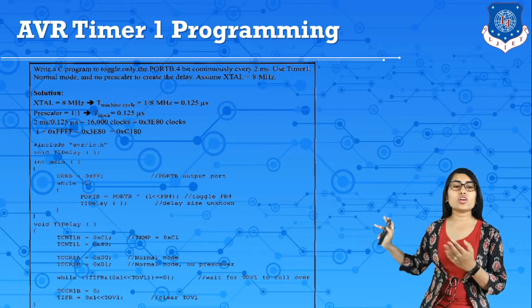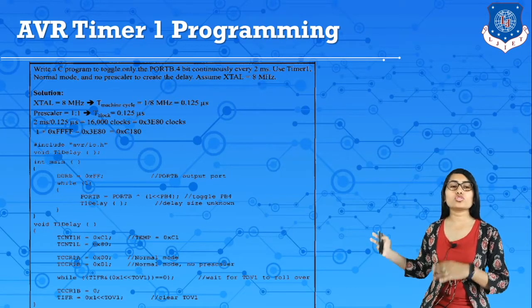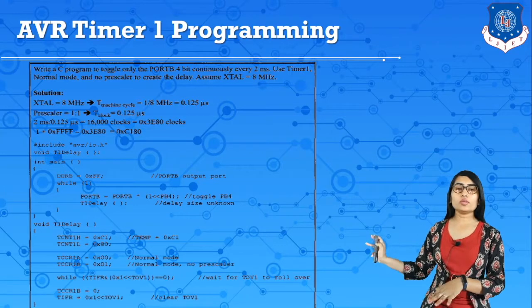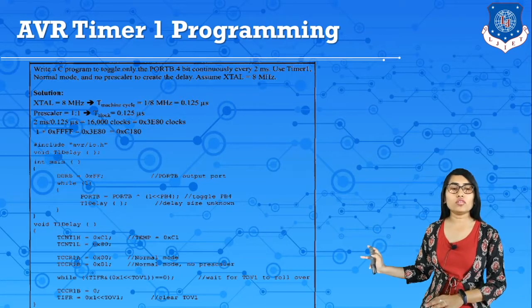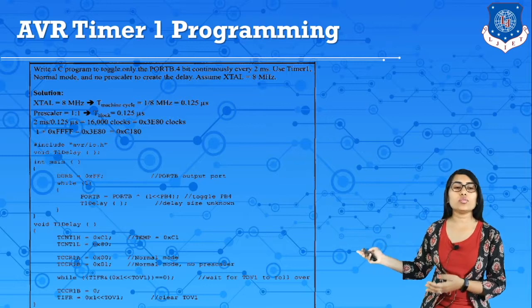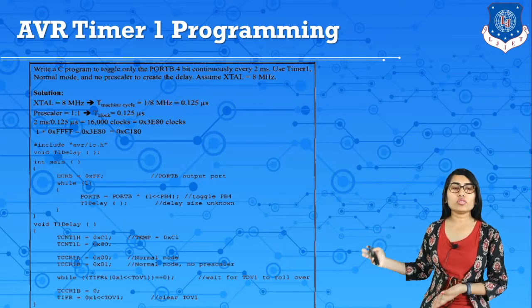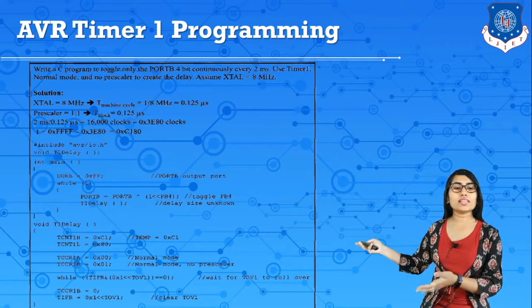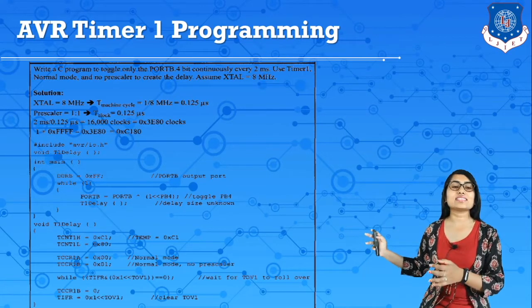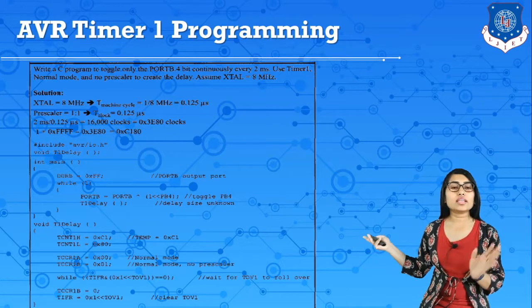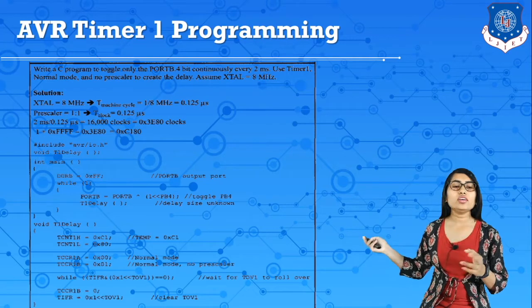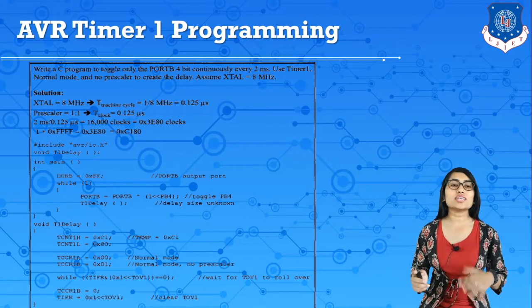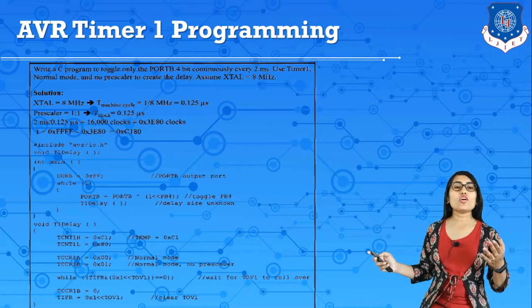Then decide the bits of TCCR1A and TCCR1B. For TCCR1A all normal mode, so 0, and in TCCR1B normal mode and no prescaler, so 0x01. So we have to check now the TOV1 flag. When the TOV1 flag in TIFR is equal to 0, wait over here. Whenever TOV1 is equal to 1, then execute the next line. In the next line TCCR1B is equal to 0, so it stops the timer, and TIFR clears the TOV1 flag. So this is Timer 1 programming in C for this kind of delay. Thank you.